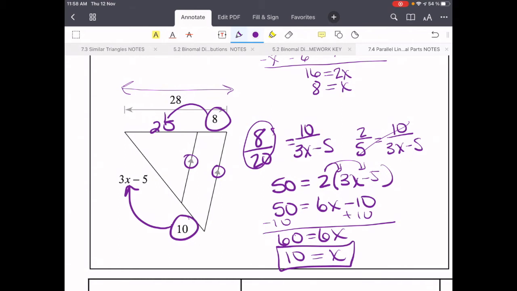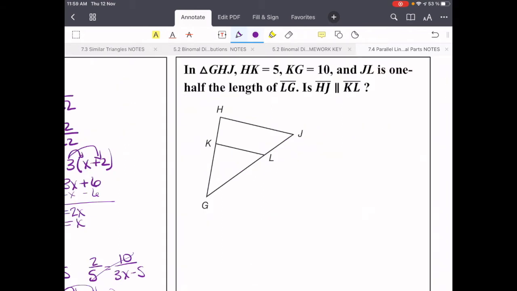Okay, let's try another one. This one looks a little bit more complicated, but if you break it down into steps, it's really not that bad. It says that in GHJ, HK equals 5, so let's write that in, and KG equals 10. We'll write that in also. And JL is 1/2 the length of LG. So if we say that JL is X, that's half of the big one, so this one is 2X. It says, is HJ parallel to KL?